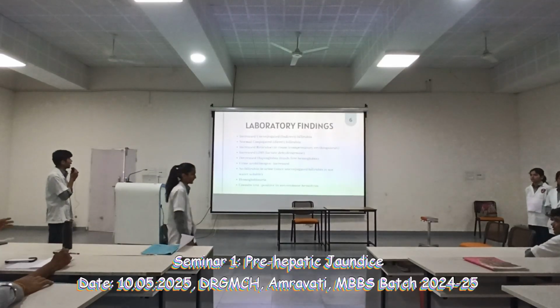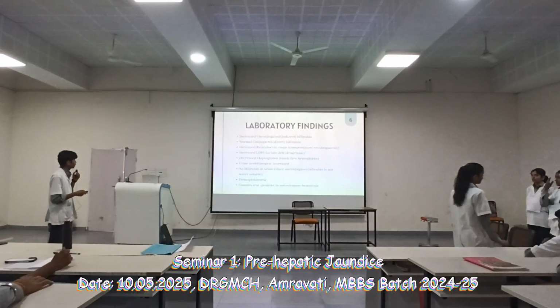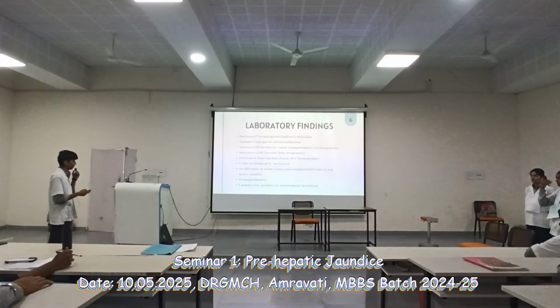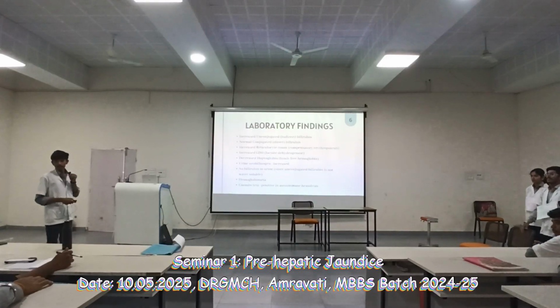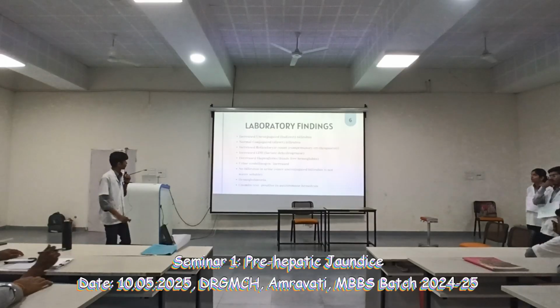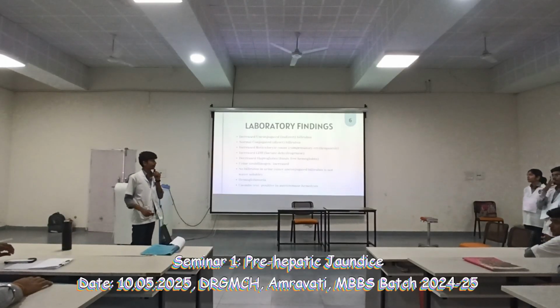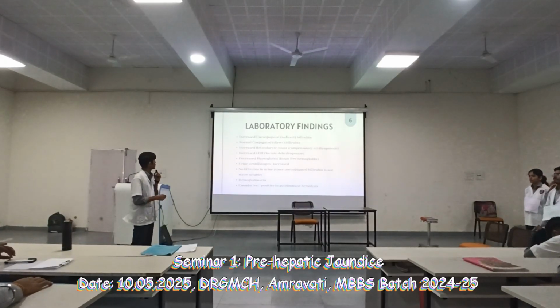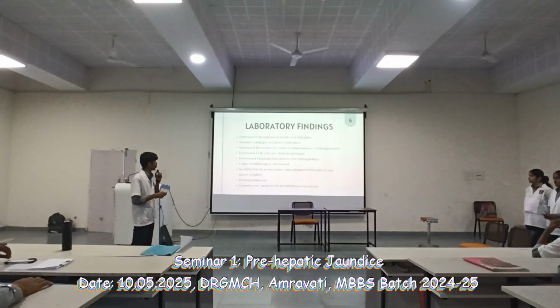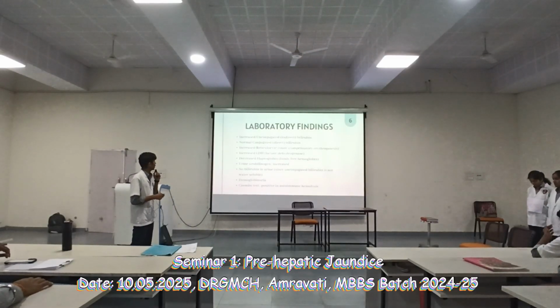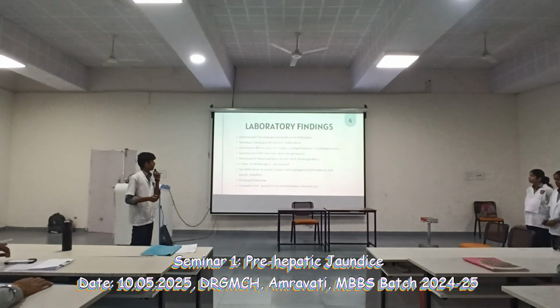Now let us see the laboratory findings of pre-hepatic jaundice. There is an increase in unconjugated bilirubin, as there is excessive hemolysis of RBC, as a result of which unconjugated bilirubin increases in blood. Then there is a normal level of conjugated bilirubin, as liver function is not affected in pre-hepatic jaundice, as a result of which the conjugated bilirubin level remains normal.